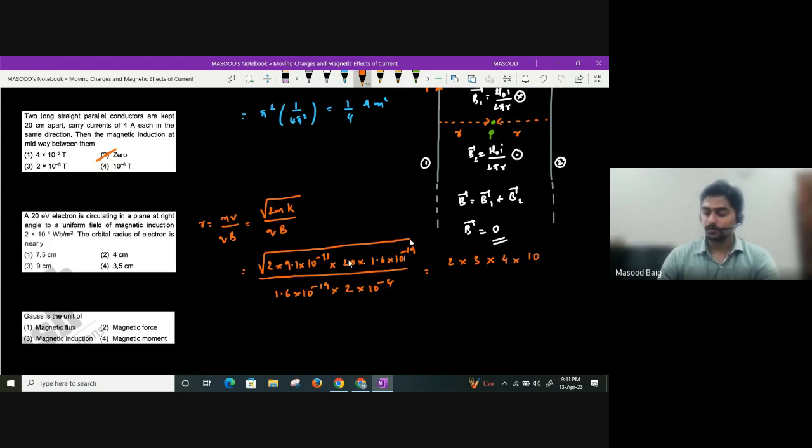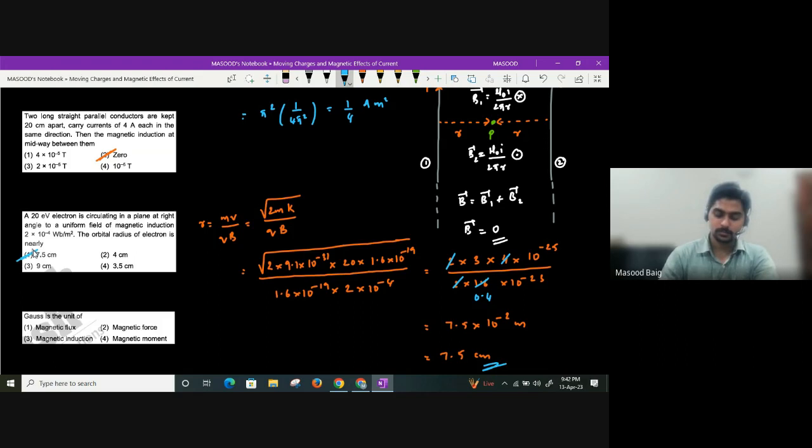Into 10 power minus 50 you have, under root of it will be minus 25, divided by, what will I get? I can write it as 2 into 1.6, 2 into 1.6 into 10 power minus 23. So 2 and 2, what do we get? 4 ones are 4, you will get 0.4, beta. So 30 by 4 you will get. So I can take 30 by 4 as how much? 7.5 into 10 power minus 2 meters, which I can write as 7.5 centimeters. Clear? Clear everyone?